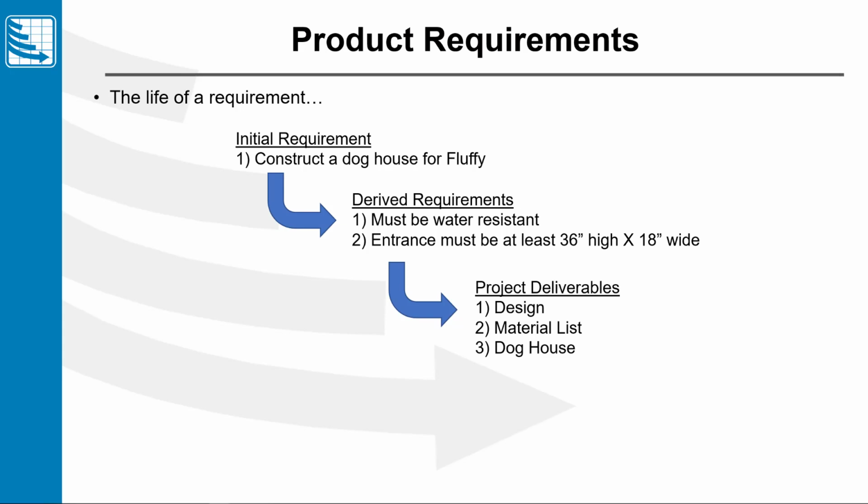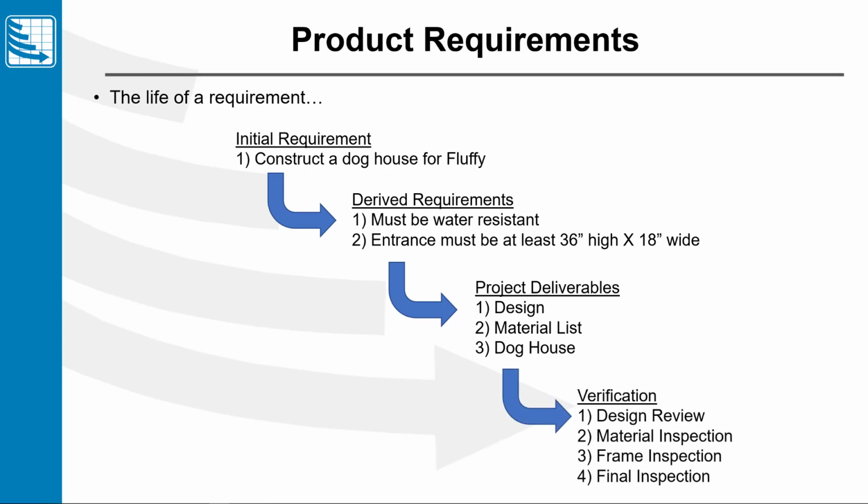And then finally, the doghouse itself, the actual deliverable, the product that we're delivering for Fluffy, we can see in the actual product whether or not the entrance complies with the requirements, and we can see if there's been water-resistant materials used. So we've got three deliverables.